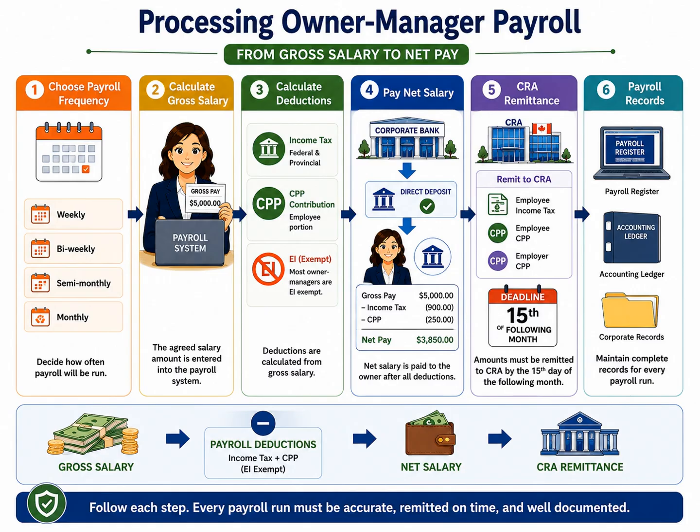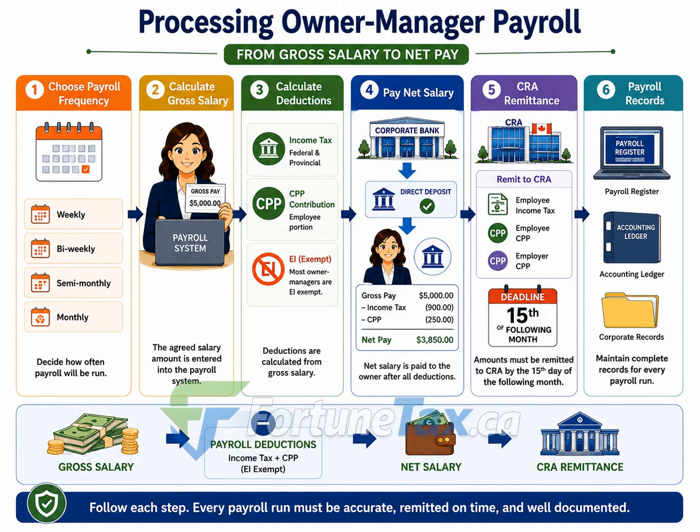After these deductions have been calculated, the corporation pays the owner their net salary. This is the amount that remains after income tax and CPP contributions have been deducted from the gross salary. Most corporations make these payments through direct deposit or electronic funds transfer.